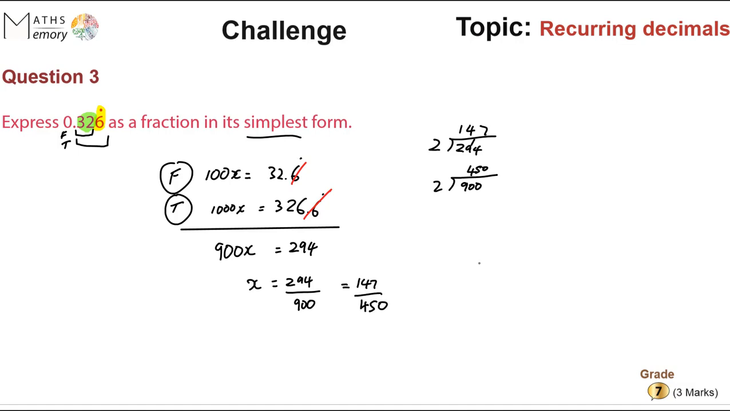Can we go even lower? Well, let's probably try 3. 3 and 2 are 147. How many 3s are in 14? That's 4, remainder 2, and that's going to be 49. How many 3s are in 450? Well, we can see that's 150 straight away. So this can be written as 49 over 150. So that would be your final answer in this full broken down version of how you would write this fraction in its simplest form.